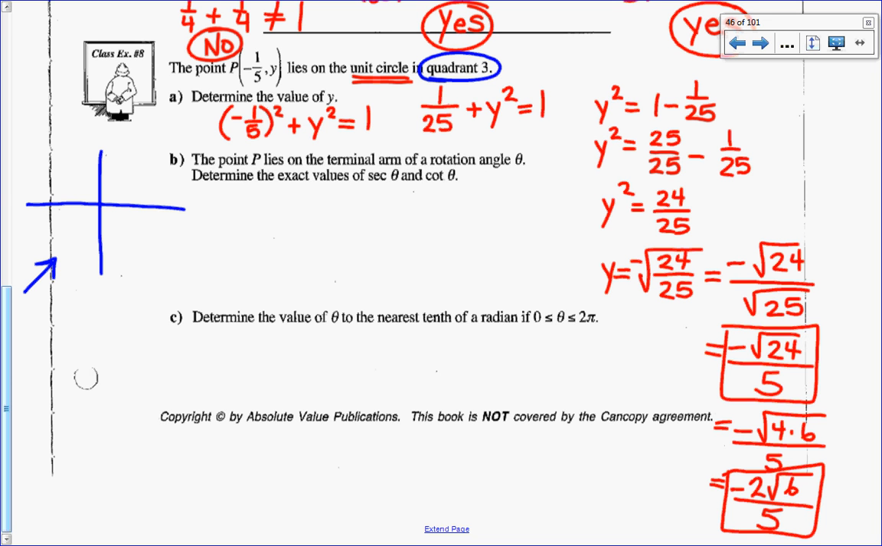Okay, question B says the point P lies on the terminal arm of a rotation angle. Determine the exact values of secant and cotangent. Okay, well actually, now that I know my point, I figured out what y is. That's what I was figuring here. So this is my y, right? Now I have both my x and my y. So point P is actually negative 1/5, and my y would be negative 2 root 6 over 5. Okay, if I know that, then I know my cosine and I know my sine.